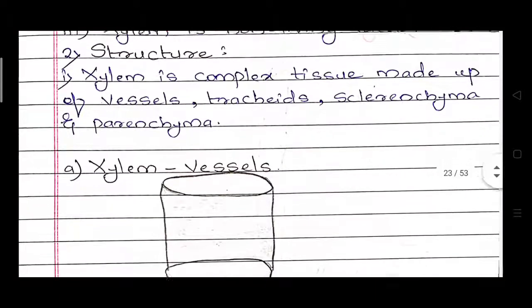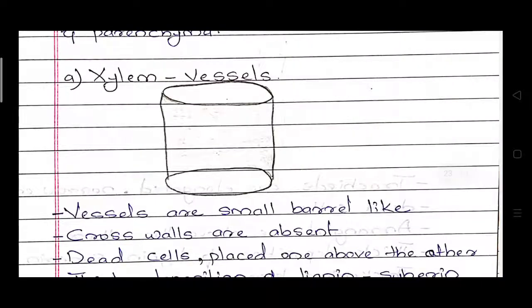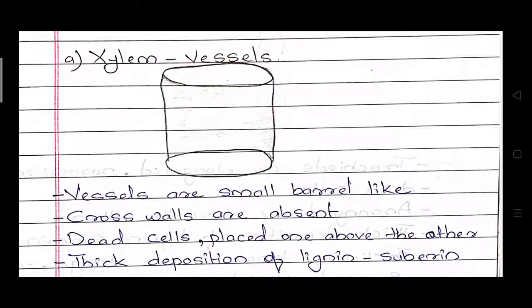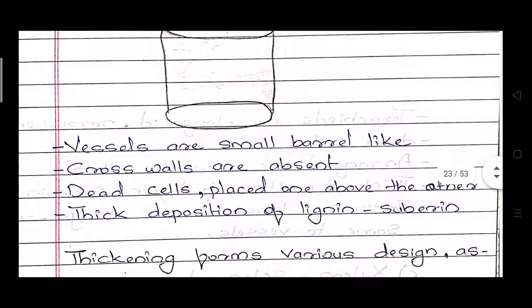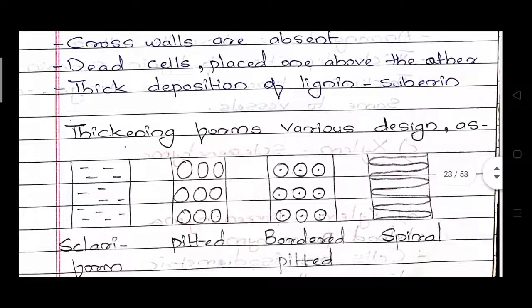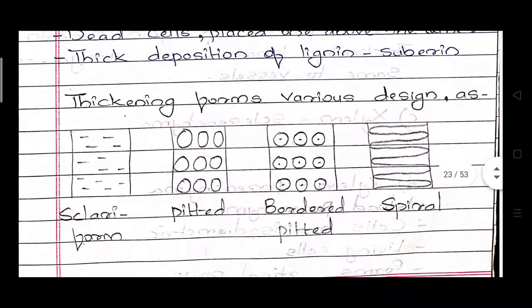First one is the xylem vessels. So it is the figure of the vessels. Vessels are small barrel-like structures, and in that the cross walls are absent. They are dead cells, so they are placed one above the other, and they contain thick depositions of lignin and suberin. So it is the first part of the xylem tissue. There are various designs of these vessels.